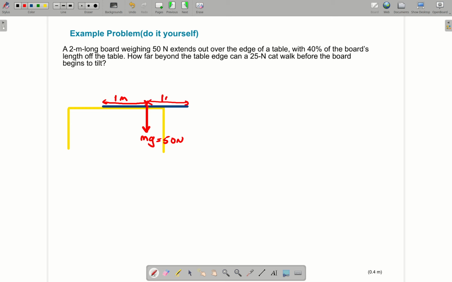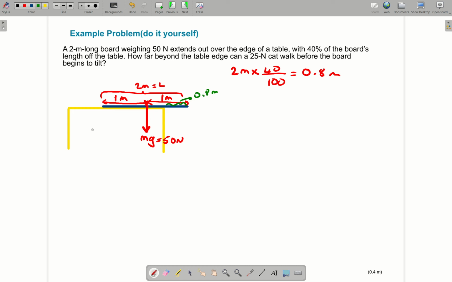1 meter. Now the total length of the board is 2 meters, and 40% of it is out of the table. This part is 40%, so I'm going to decide how much that is by simply finding 40% of 2 meters. To find that, we just multiply 2 meters by 40 over 100. You guys know that. So simply 2 times 0.4, that's 0.8 meters. So this little part here is 0.8 meters.